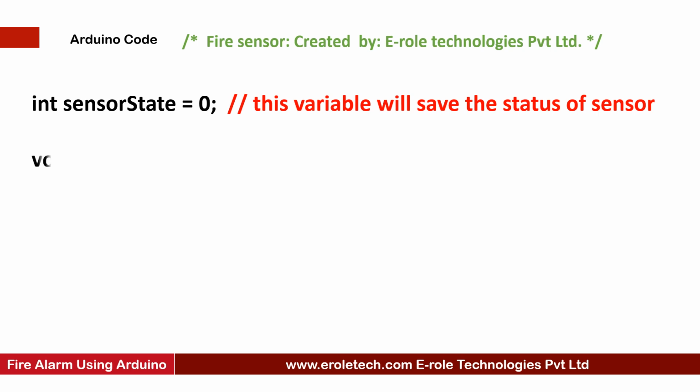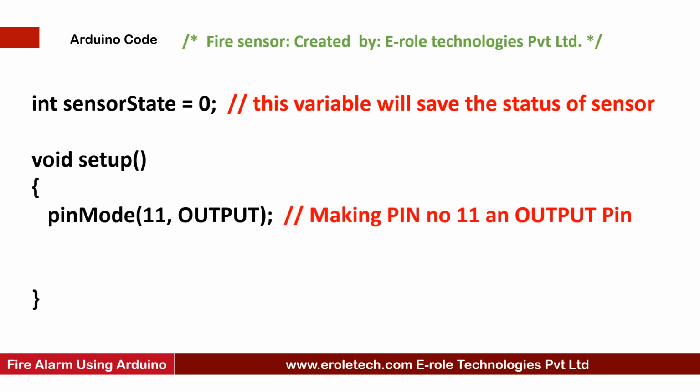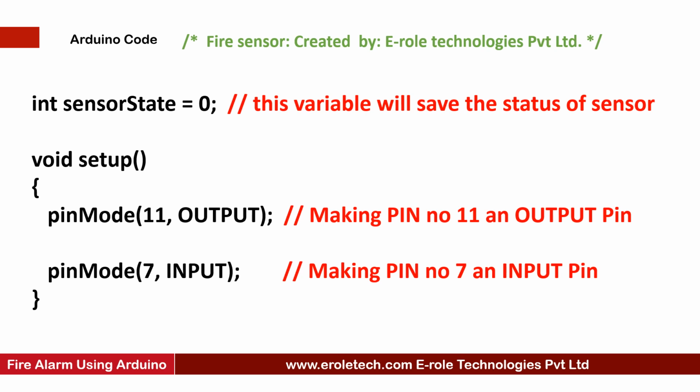Void setup is a function that we create at the top of each program. Inside the brackets is the code we want to run once, as soon as the program starts running. In this project, we will give high or low signals to the buzzer connected at pin number 11, so we will make pin number 11 an output pin. We will read the status of the sensor connected at pin number 7, so we will make pin number 7 an input pin.